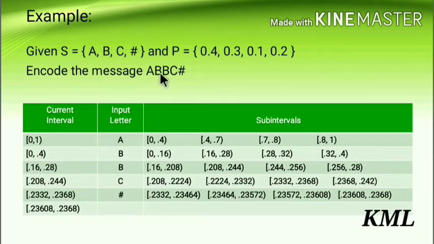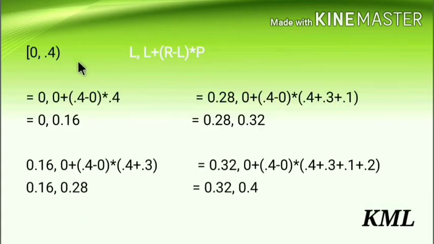So next, take the next input letter. We have a B here. Now divide this interval into subintervals. So I'll show you. I have the solution here. You have to use this formula. So we have a 0 and 0.4 here. So let's find the subintervals. For the first subinterval, see here, we have L as 0 and R as 0.4, left and right. So now substitute these values in this formula.